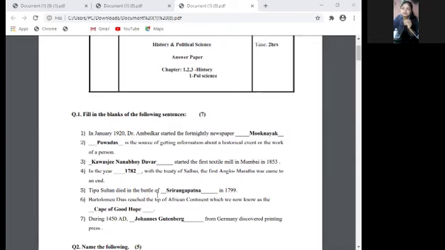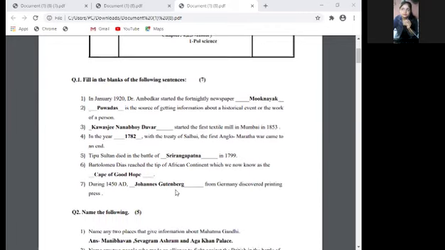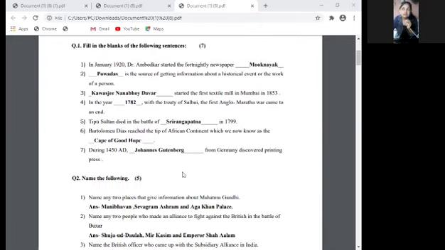1782. Srirangapatna. Cape of Good Hope. Johannes Gutenberg. Alright. Hope all these answers are same. If at all you have written just Gutenberg or Johannes, not written the complete spelling, then also you don't get complete mark. Okay, you will not get any mark.